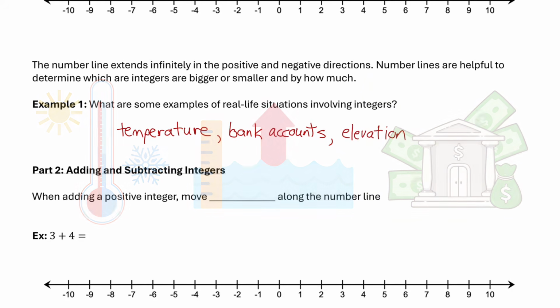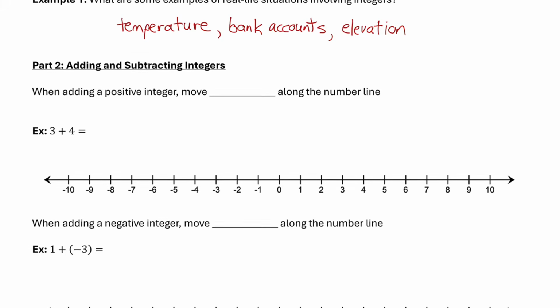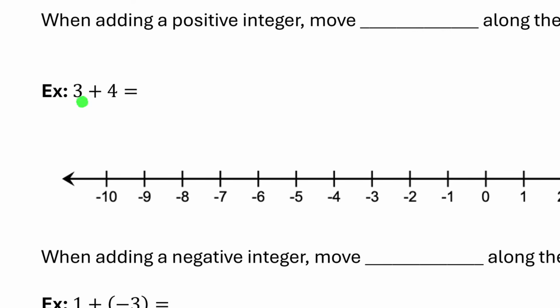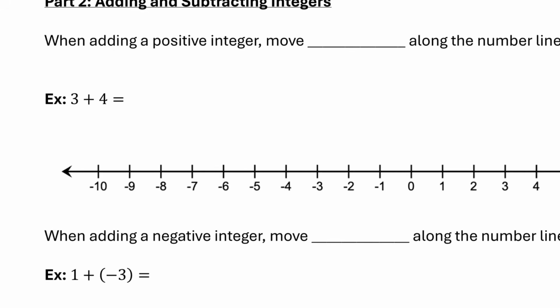Now let's move on to part 2 of this lesson, where I show you how to add and subtract integers. I'll show you a couple different methods, but let's start with a very simple question, where we're just adding a positive integer. In this example, notice we're just doing 3 plus a positive 4. When adding a positive integer, you already know how to do that. 3 plus 4 we know is 7.